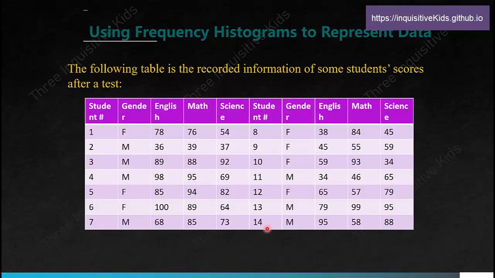Using frequency histograms to represent data. The following table is a recorded information of some students' test scores after a test. This is the student number. We'll assume each student has a testing number, the gender of the student, English test scores, math test scores, and science test scores. And then here's just another table.